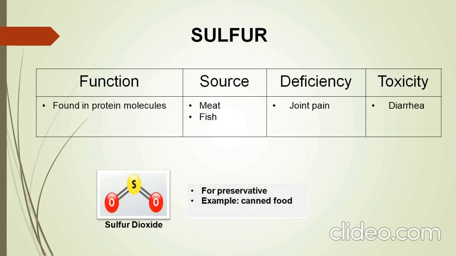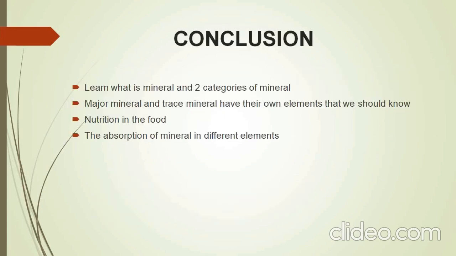Sulfur function: found in protein molecules. Source: meat and fish. Deficiency: joint pain. Toxicity: diarrhea. Sulfur dioxide is used as a preservative, for example, in canned food. Conclusion: we learned what minerals are and the two categories of minerals. Major minerals and trace minerals have their own elements that we should know, nutrition in the food, and the absorption of minerals in different elements.